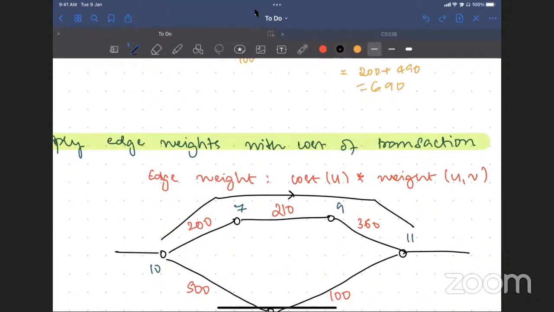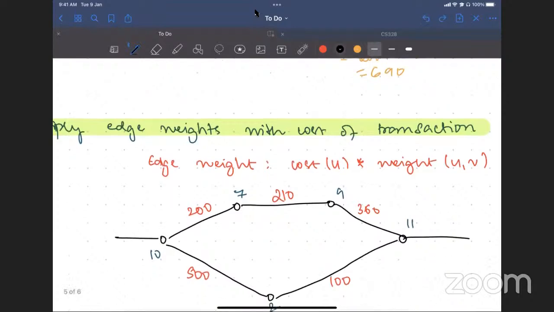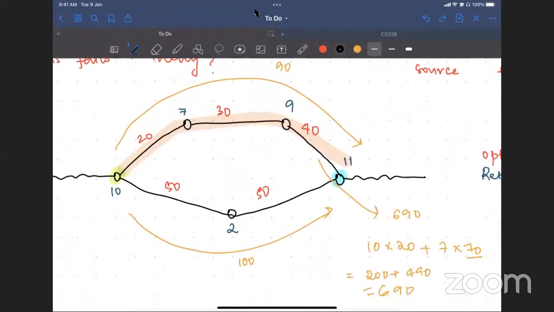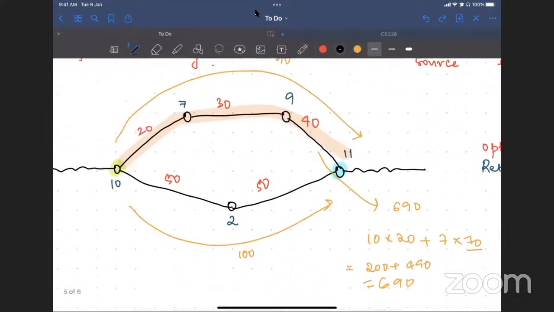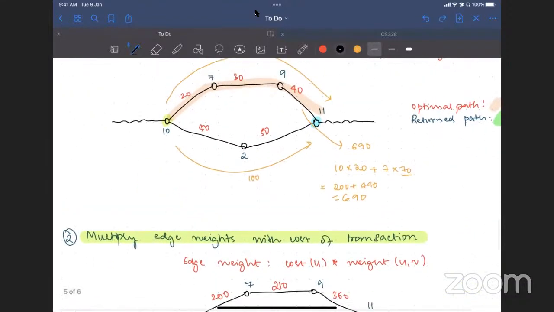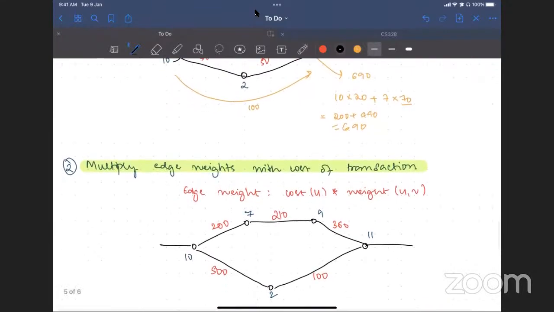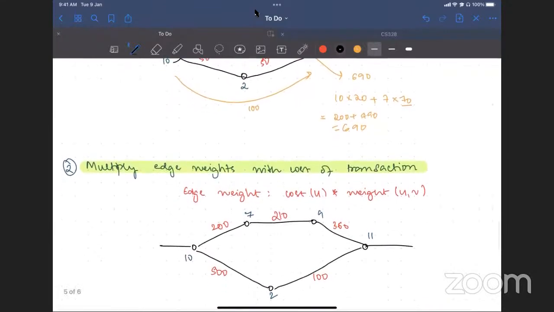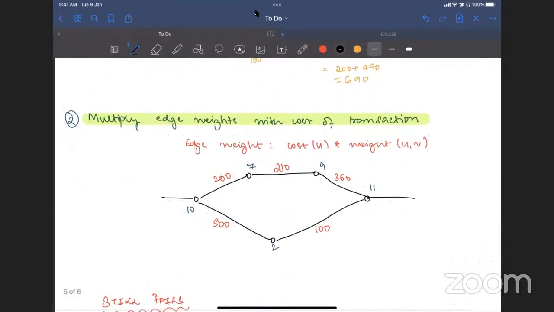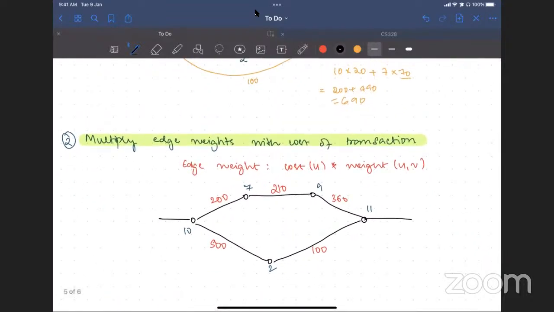Okay, and for this network, I'm using the same network. So this will be 10 into 20, 7 into 30, 9 into 40. Is this clear for how this problem works? So this is my updated edge weight for the same network, for the same graph. Okay, we're not taking the minimum cost directly.